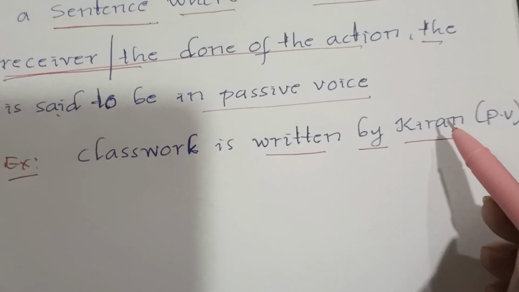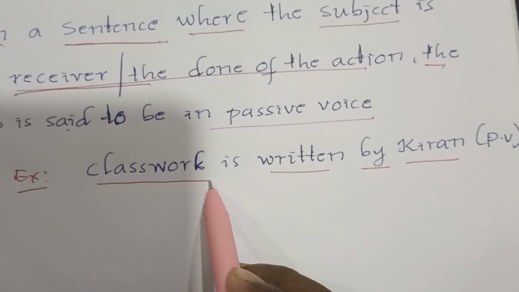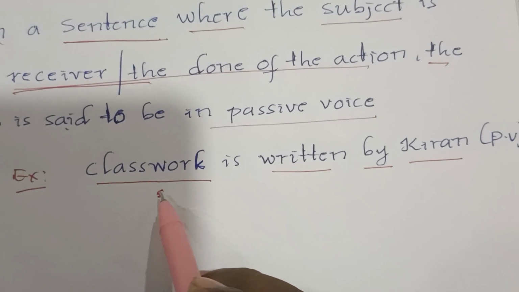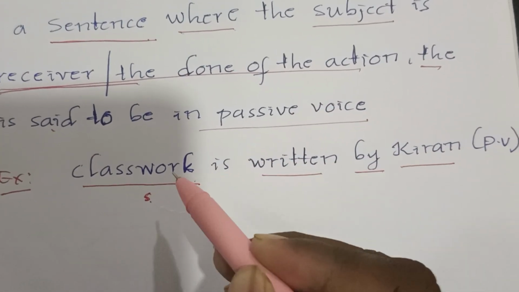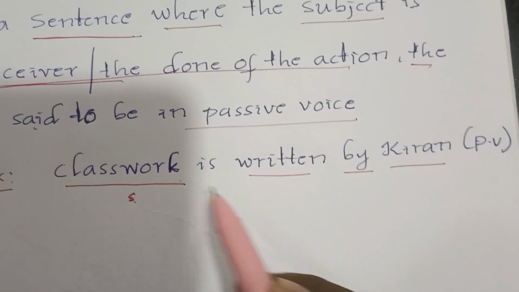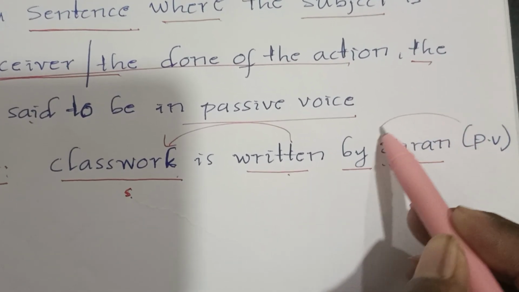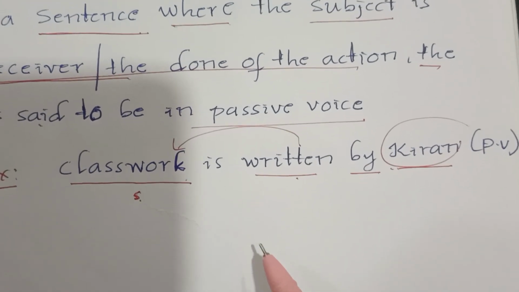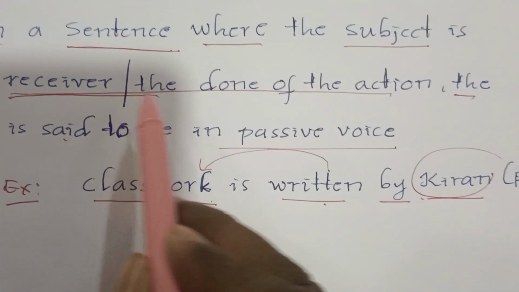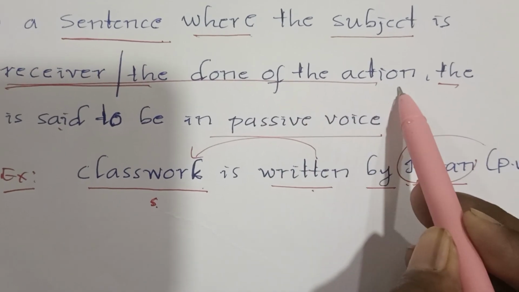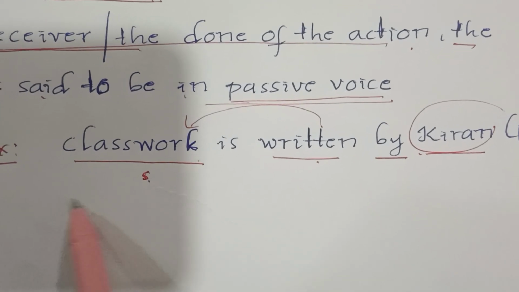Here, what is happening? Here, classwork is the subject. This classwork is receiving something, the receiver of the action, by someone. So in a sentence where the subject is the receiver of the action, the verb is said to be in the passive voice. This is an example.